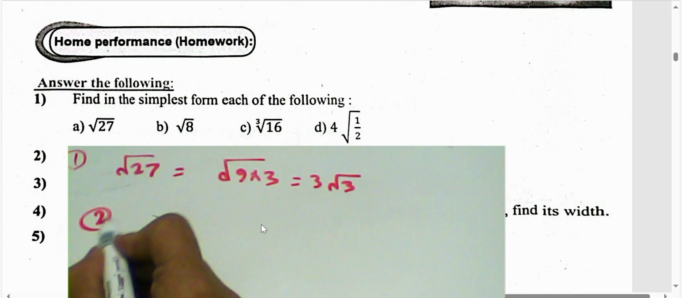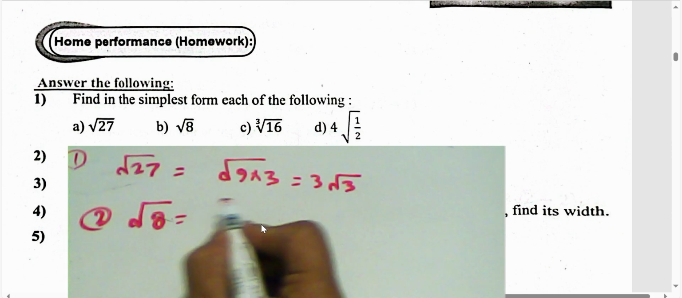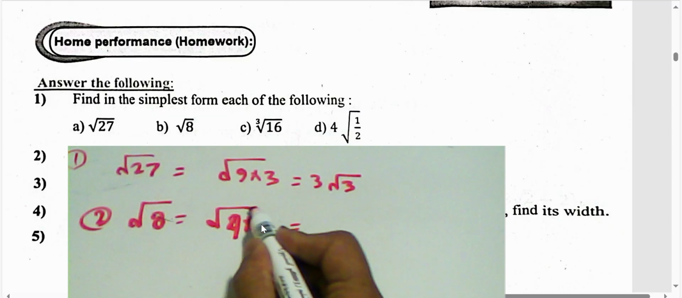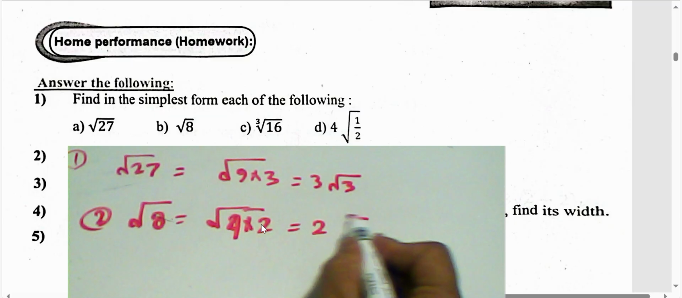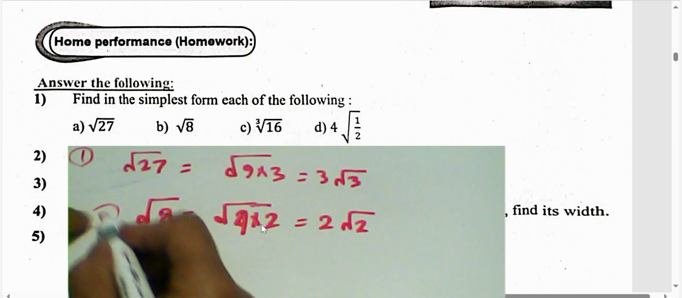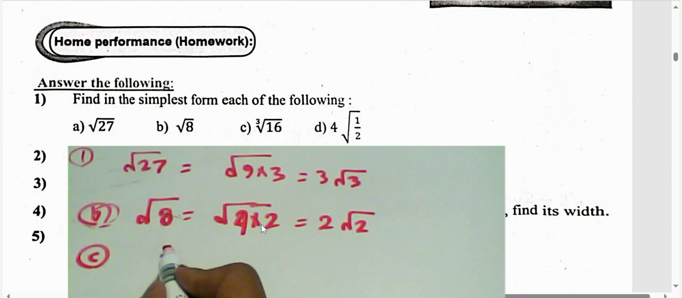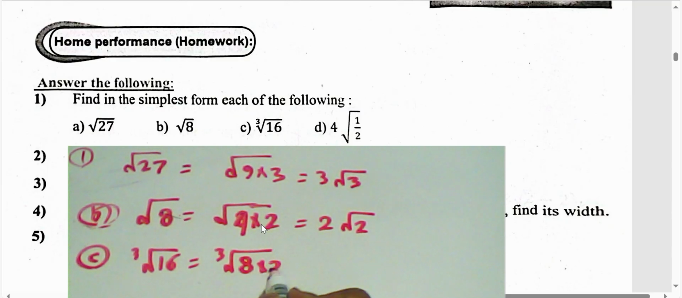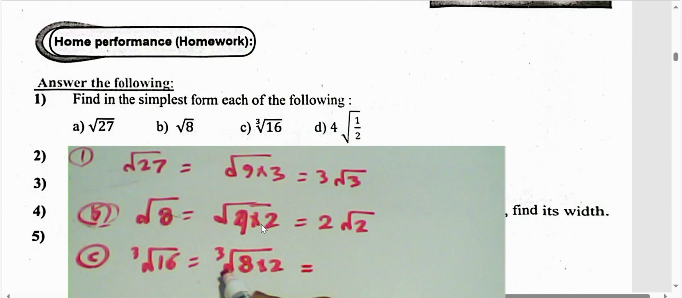And question number 2, square root of 8. We know 8 equals 2 times 4, and square root of 4 equals 2. Then the answer will be 2 root 2. Question number 3, letter C, cubic root of 16. We can write cubic root of 16 equals cubic root of 8 times 2, because cubic root of 8 equals 2. Then the result will be 2 cubic root of 2.